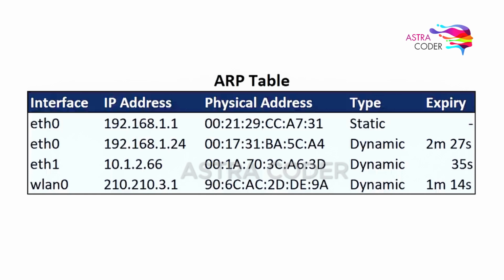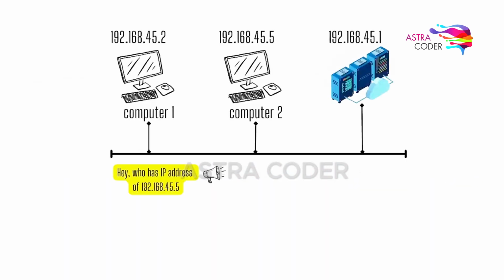If Computer 1 doesn't have Computer 2's MAC address in its ARP table, it sends out a broadcast message to all devices on the network asking, "Hey, who has this IP address?" Computer 2 sees the broadcast message and responds directly to Computer 1 saying, "I have this IP address, and my MAC address is this." Now that Computer 1 knows Computer 2's MAC address, it can send the message directly to Computer 2's MAC address, and the communication is successful.